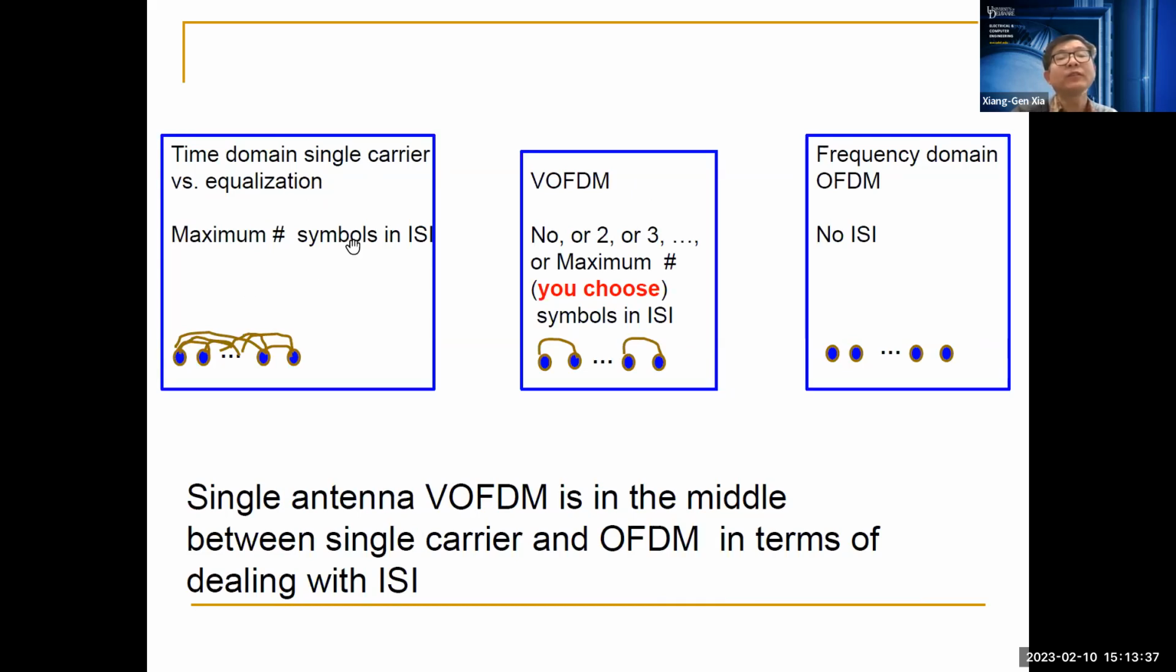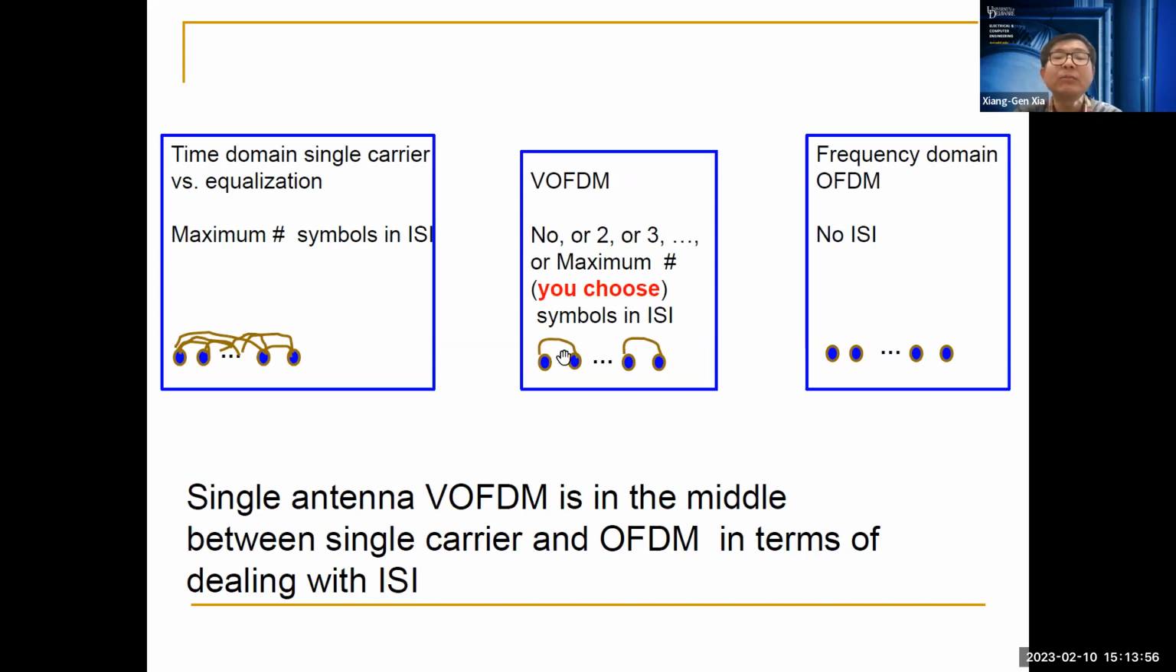So the maximum number of symbols interfering with each other is ISI, all together, right? This is single carrier, this is multi-carrier: in the time domain, this is single carrier; in the frequency domain, this is OFDM. Then you have no intersymbol interference, okay? And VOFDM is in the middle. All right, so you can choose.